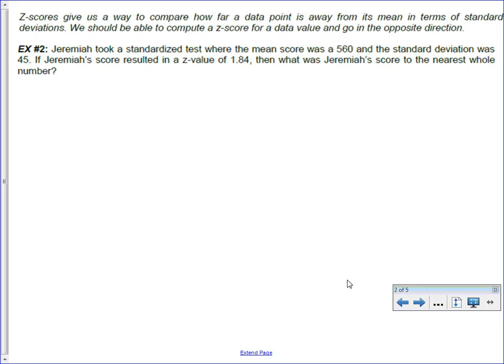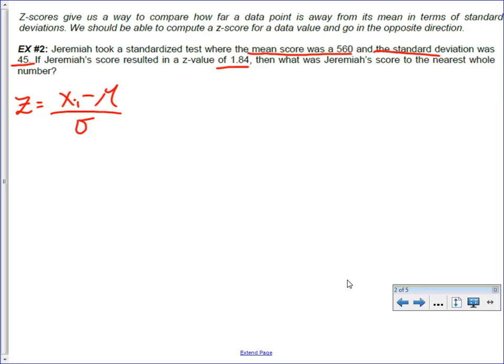So I'm just going to write that formula for z-score down again. Z-score equals my data point minus my mean, all divided by my standard deviation. So example 2: Jeremiah took a standardized test where the mean score was 560. That is important. The standard deviation was 45. If Jeremiah's score resulted in a z-value of 1.84, what was his score to the nearest whole number?